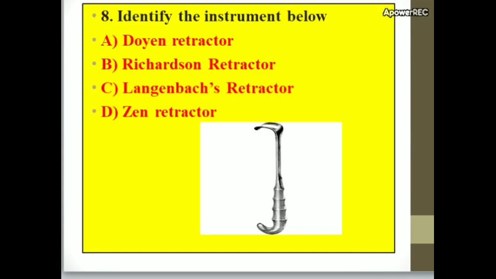Next question, identify the instrument below. Options: Doyen retractor, Richardson retractor, Langenbach retractor, Sen retractor. Correct answer is Richardson retractor. Richardson retractor is the correct answer. So we can move on to the explanation page. This instrument name is Richardson retractor.